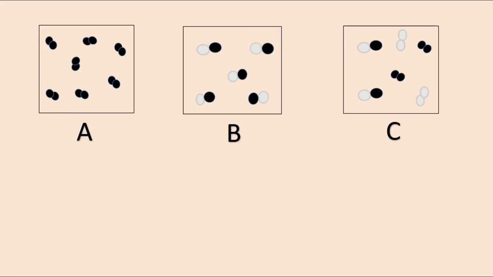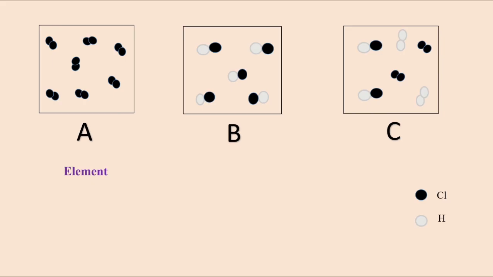To understand the difference more clearly, let's look at the illustrations A, B, and C. In these illustrations, the circles represent atoms. The dark or shaded circles represent fluorine atoms, while the gray shaded circles represent hydrogen atoms. Let's look at illustration A. Illustration A contains only chlorine atoms, that is why we will categorize it as an element.